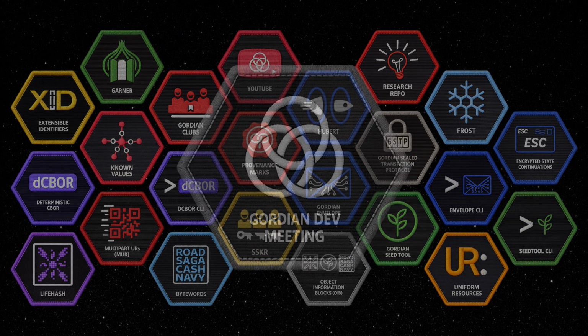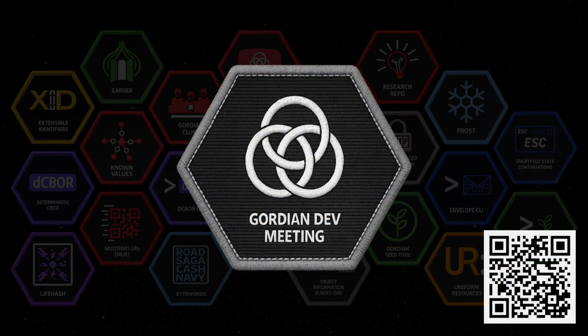We hold a Gordian developer meeting on the first Wednesday of each month, usually at 10 a.m. Pacific. Wallet developers, cryptographers, spec authors, and digital privacy and sovereignty advocates show up to present new work, demo implementations, and work through interoperability questions. In recent months, we've covered post-quantum cryptography, provenance marks, interoperability testing, a live Frost signing demo using Hubert, and the first working proof of concept for Gordian clubs.